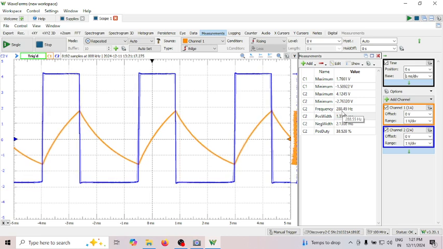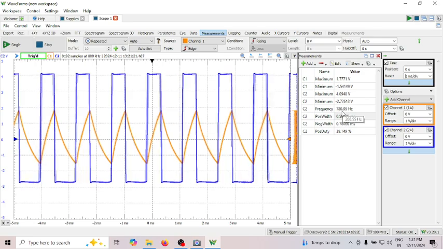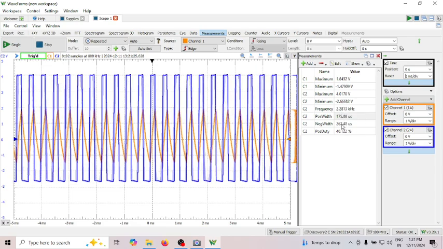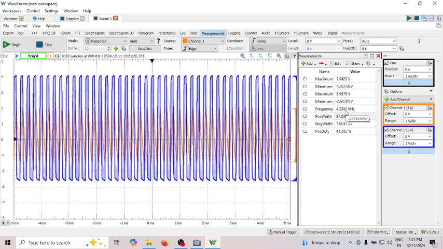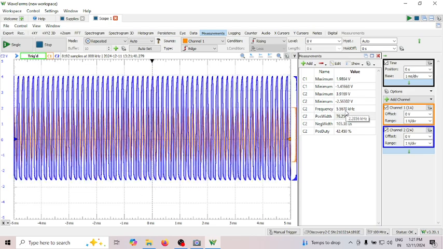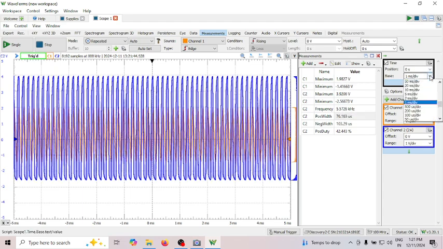What I'll do now, I'll reduce the resistance. If I reduce the resistance, naturally the frequency will increase. You can see now I'm reducing the resistance. The widths have reduced. Naturally the frequency has become 2.1 kilohertz, 2.2 kilohertz, or I can even further increase the frequency. Now the frequency has increased to 4.2 kilohertz. I can make it around 6 kilohertz. Now you can see this is around 6 kilohertz.